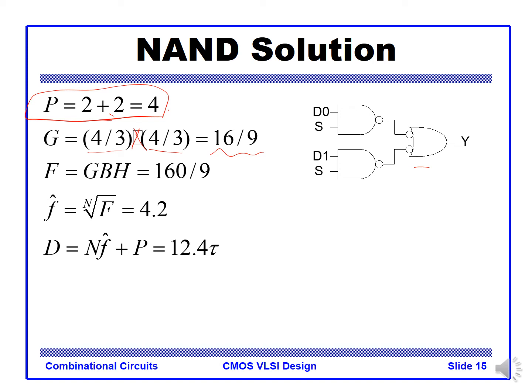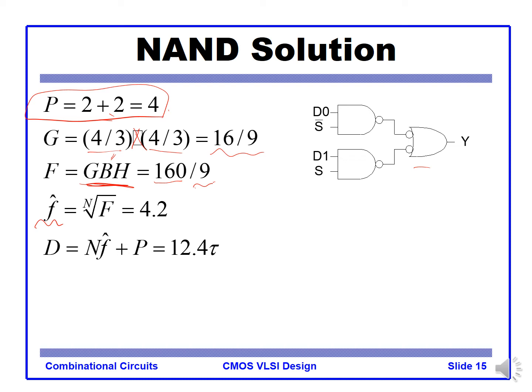So F, path effort, is GBH. We are calculating this to find the optimum stage effort. So GBH now becomes 160 divided by 9, right? So G becomes 16/9 and B equal to 1. H was some value, right? We found that H previously, so we put that number.